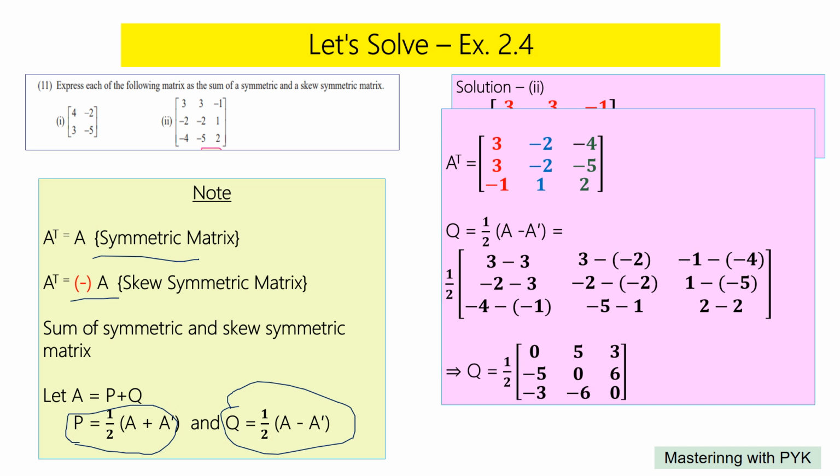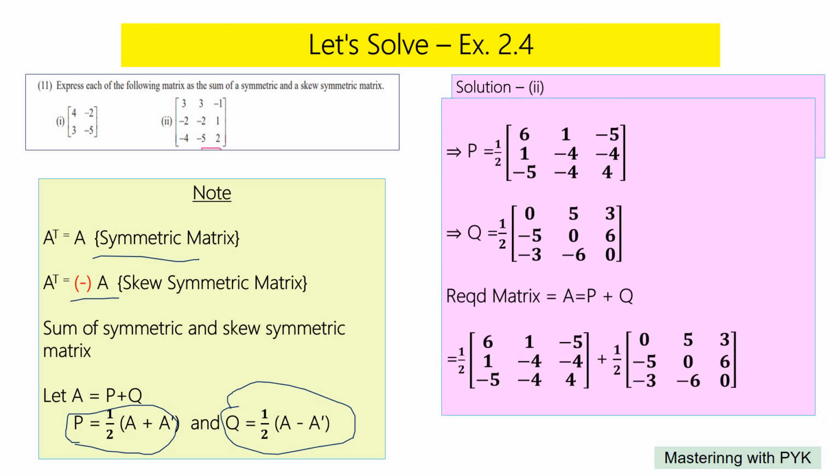So Q is this. So this was our P and this is our Q. When we add P and Q, we will be getting A in the form of the summation of a symmetric and a skew matrix. So this is our answer, right? So try solving these sums so that you get more clarity and hands-on practice with this.